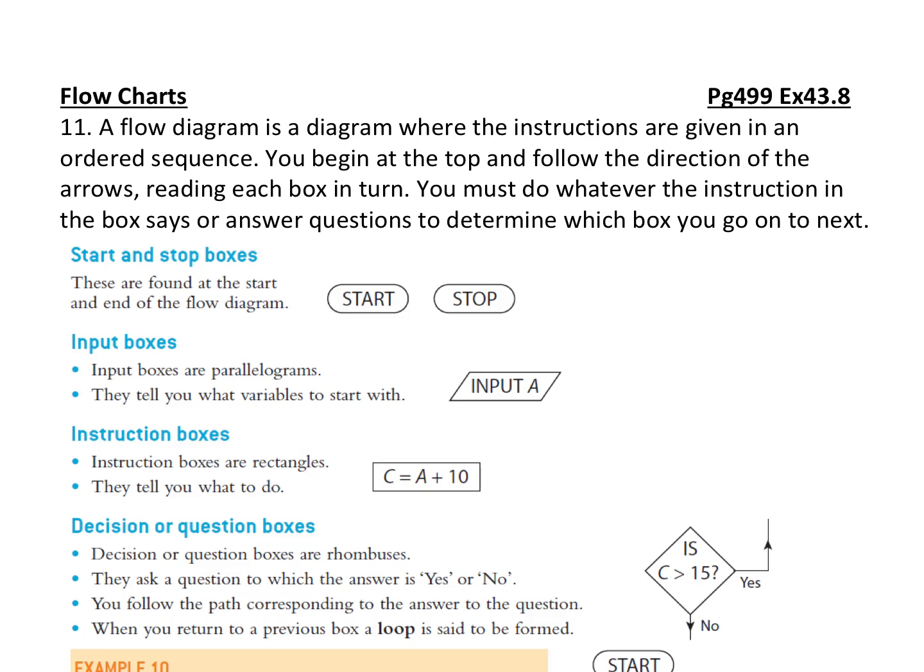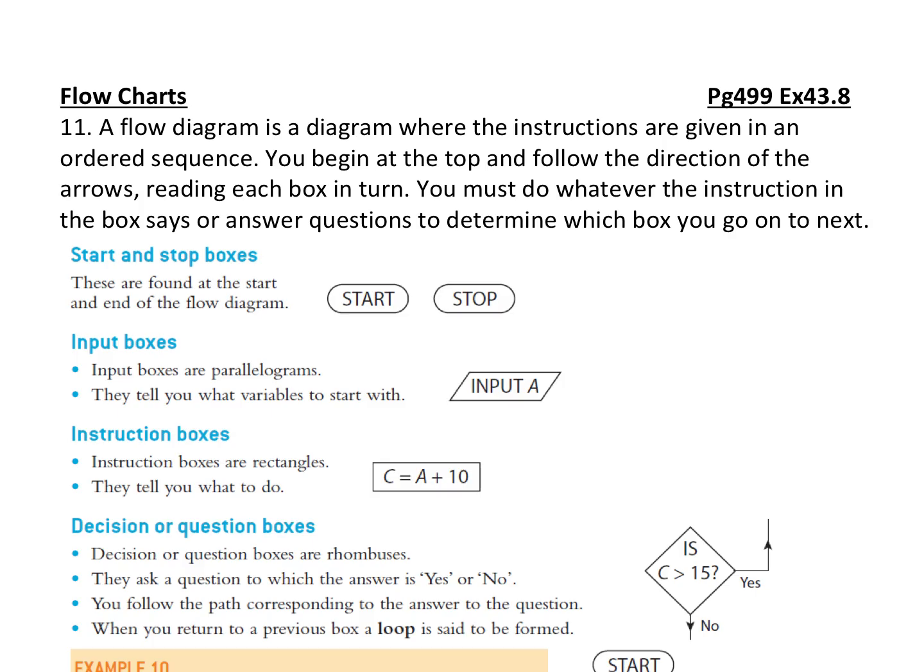In this video, we're going to look at flowcharts. A flowchart is a diagram where the instructions are given in an ordered sequence. You begin at the top and follow the direction of the arrows, reading each box in turn. You must do whatever the instruction in the box says, or answer questions to determine which box you go on to next.